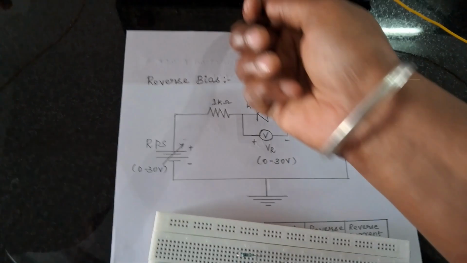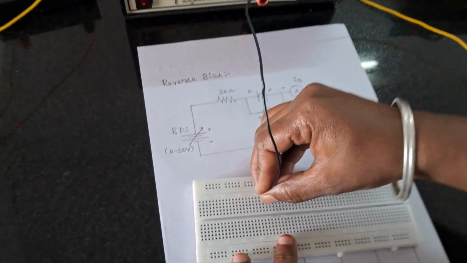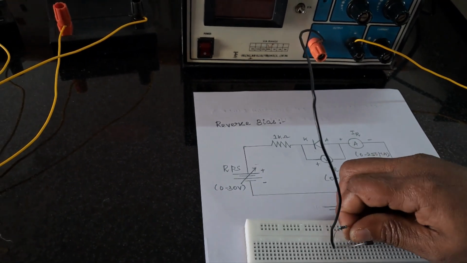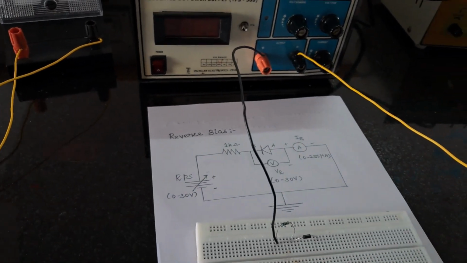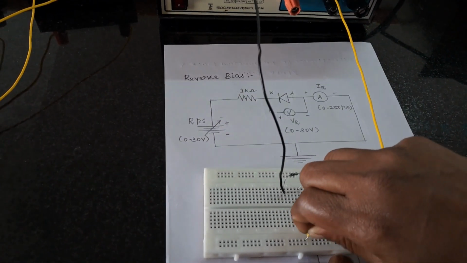Next, the RPS positive is connected to the first terminal of the resistor, and the negative is going to be connected to the ground.